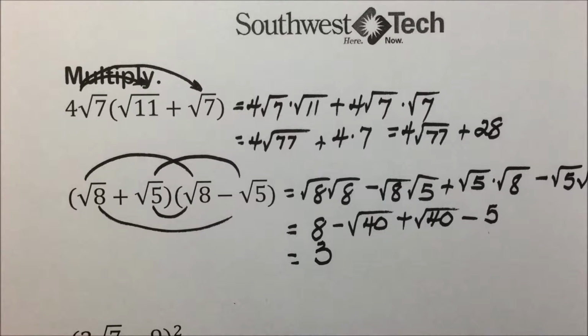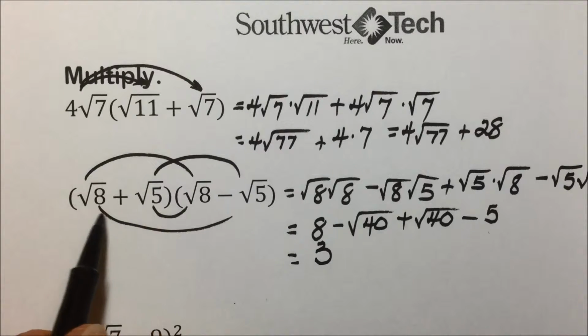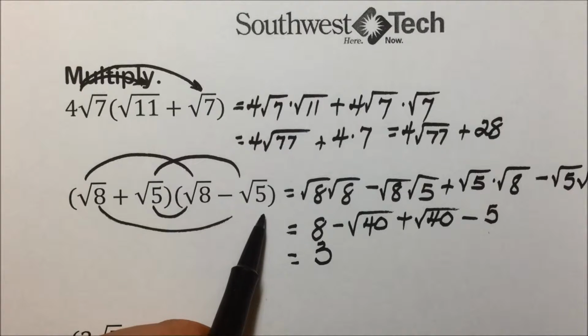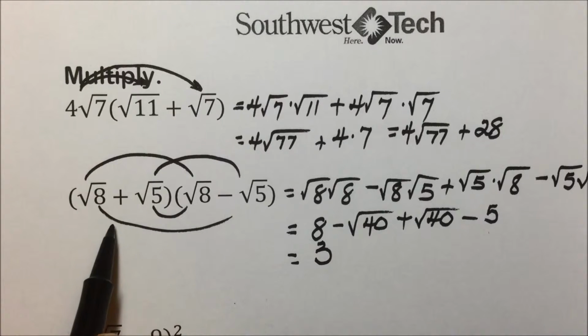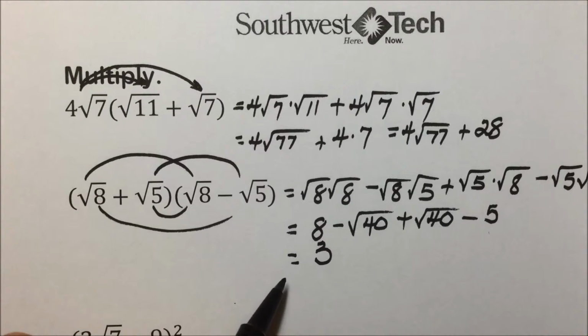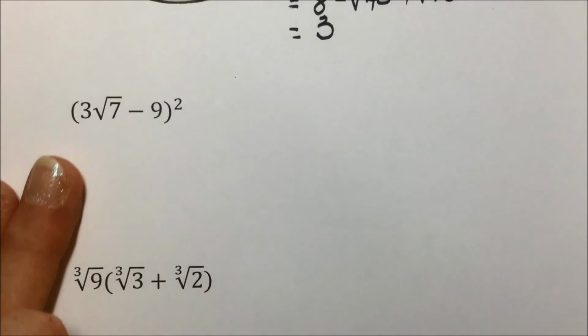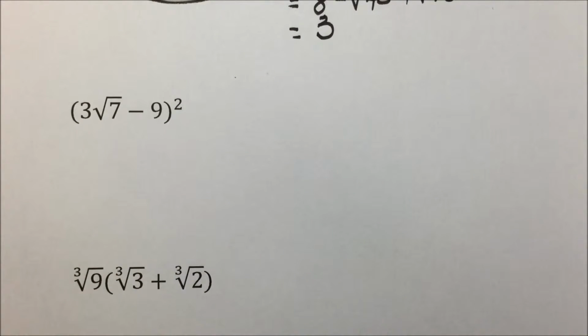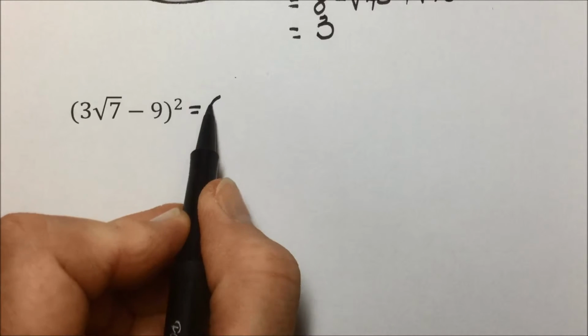Interesting to note, and something that we'll use very soon, is that we started out with binomials that had radicals in them, but our final answer was radical free, something that we will use when we're rationalizing denominators or numerators with two terms. In this next problem, they're asking us to take this radical expression and square it.